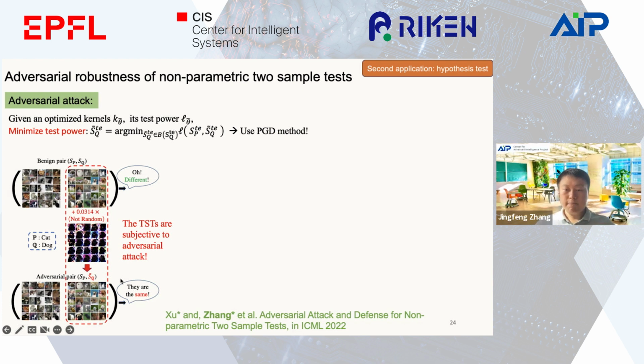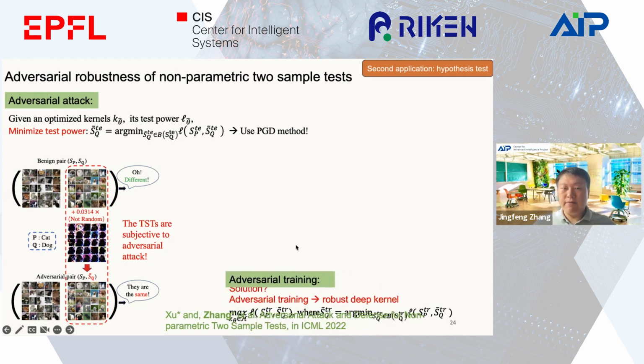But they will wrongly judge the adversarial pairs coming from the same distribution. Almost all the two-sample tests think this dog and cats coming from the same distribution. Clearly, this is wrong.